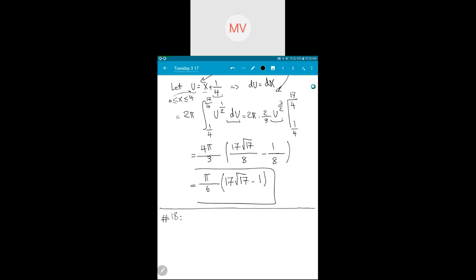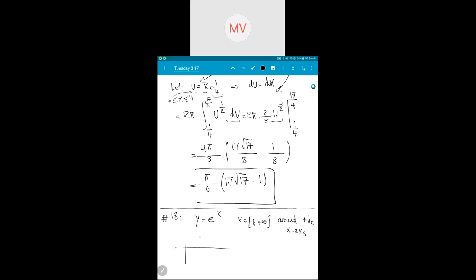Same story. That's the surface area generated by rotating e to the negative x, except x is between 1 and positive infinity. I'll graph it and you'll see. It's going to look like a huge funnel around the x-axis. Okay, so here's a graph.